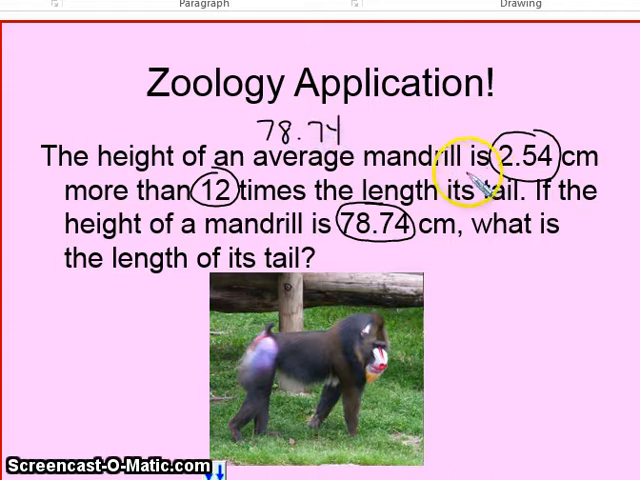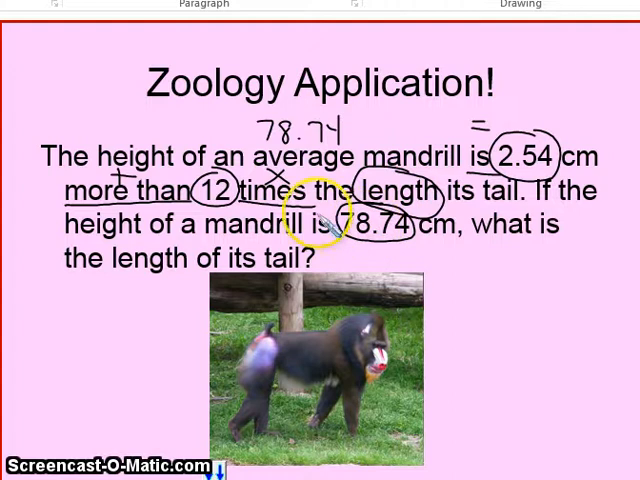Now the next word is is. Is tells us we write equals. 2.54 centimeters more than. More than is another one of those words that tells us that we need to do something, and in this case more than is add. 12 times is a giveaway. That one means we're going to multiply. The length of its tail. Now the length of its tail is what we're looking for, so that's something that we need also.